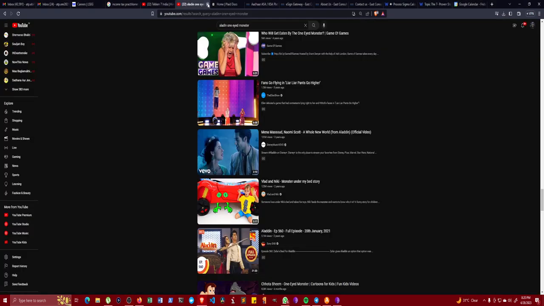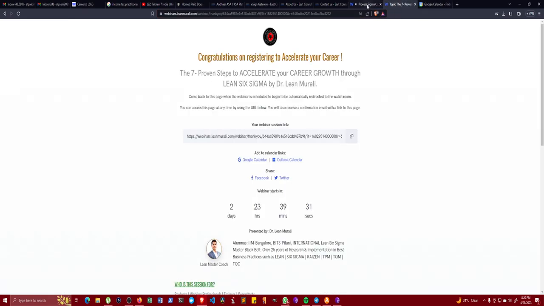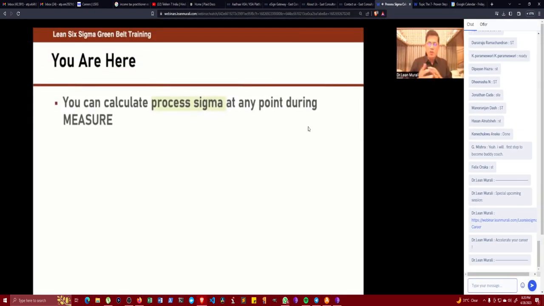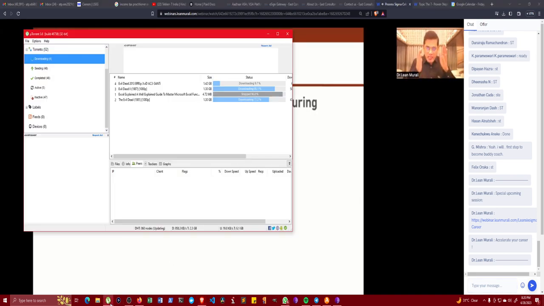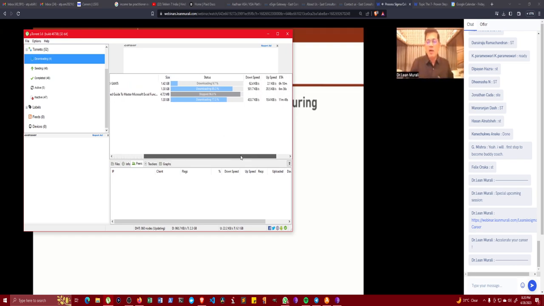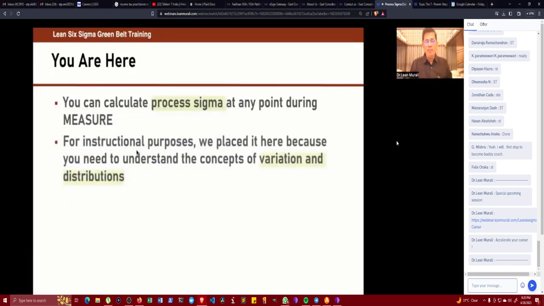Now we have seen that, of course, we have done several modules, and in this module, we'll be talking about calculating the process sigma at any point in time during the measure phase.